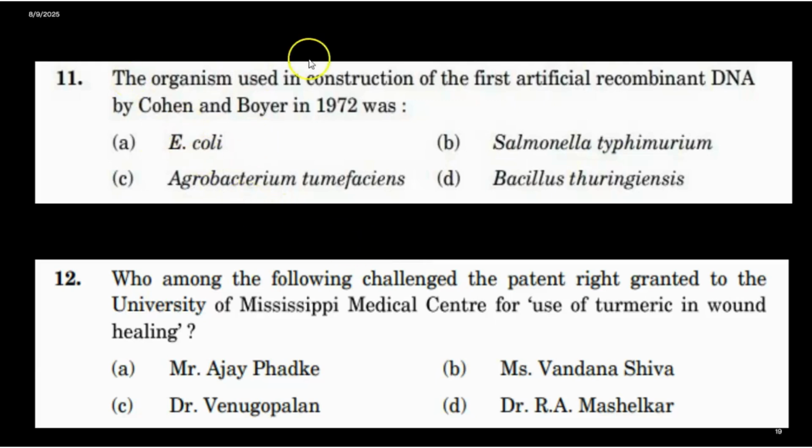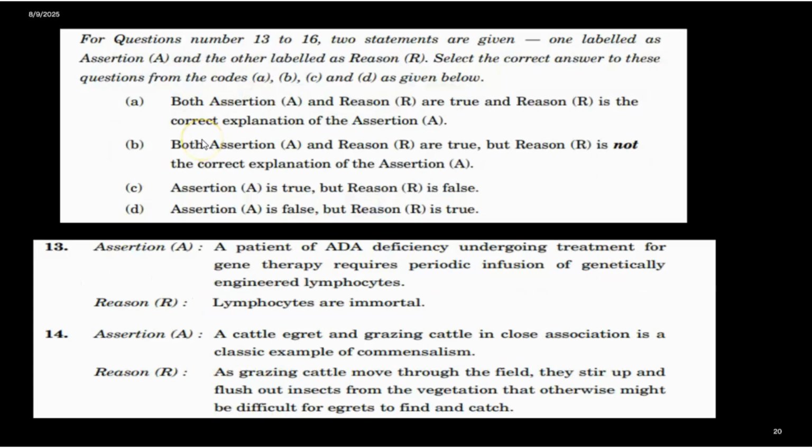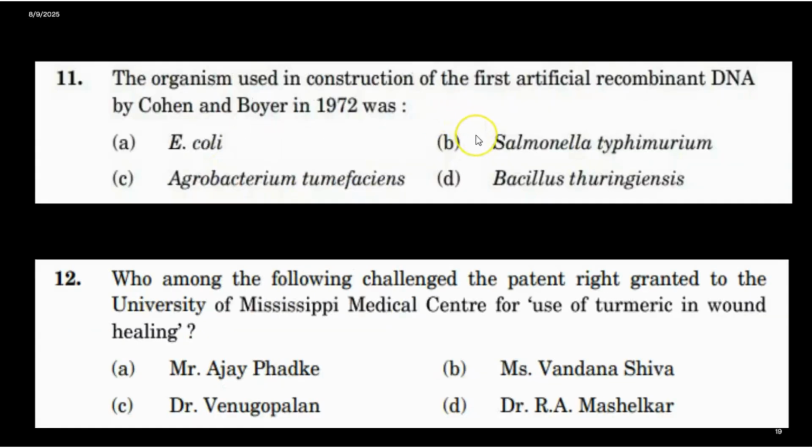See here, the organism used in construction of the first artificial recombinant DNA by Cohen and Boyer in 1975 or 72 was, what was it? It's not Bacillus, it's not Agrobacterium, it's not E. coli, it's Salmonella typhimurium. E. coli was there as a host, but the one which has been selected is Salmonella typhimurium.